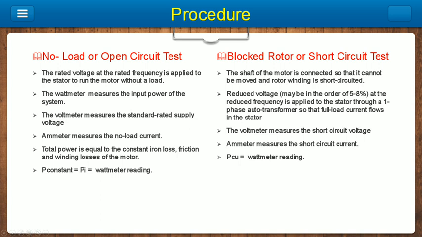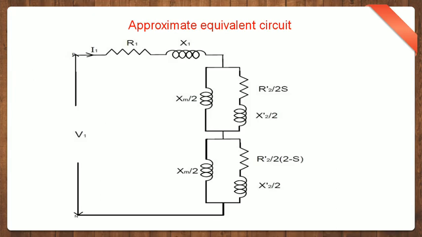And in the blocked rotor test, the rotor is blocked by applying some mechanical load, and at that time only a reduced voltage of the order of 5 to 8 percent of the rated voltage has to be applied to the stator by using a single phase auto transformer. The voltmeter measures the short circuit voltage, the ammeter measures the short circuit current, and the wattmeter measures the copper losses.